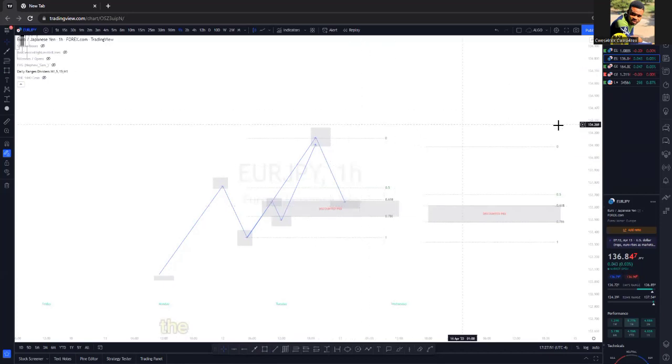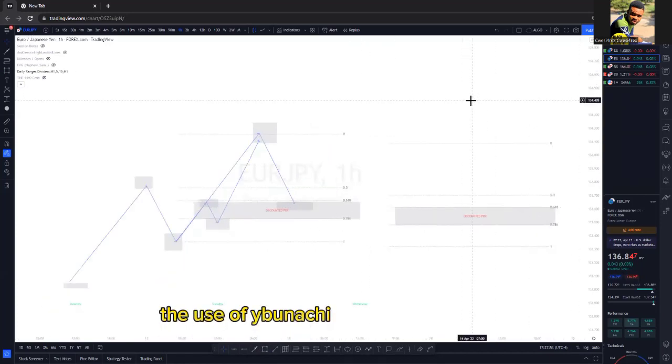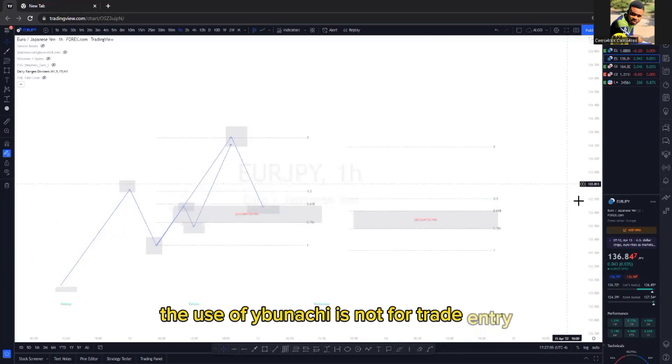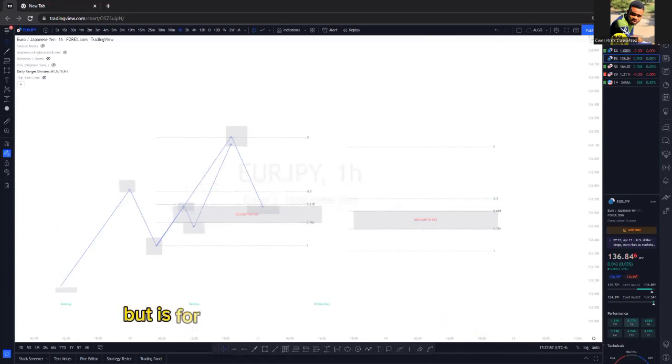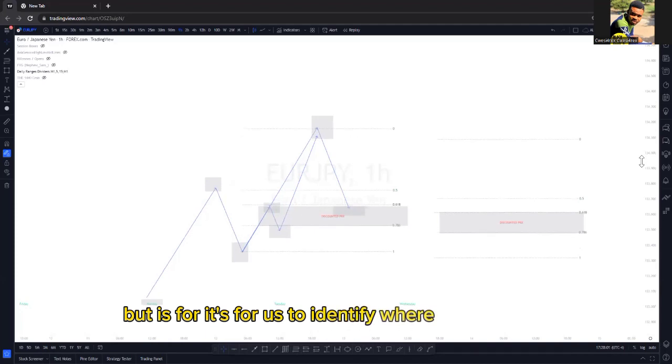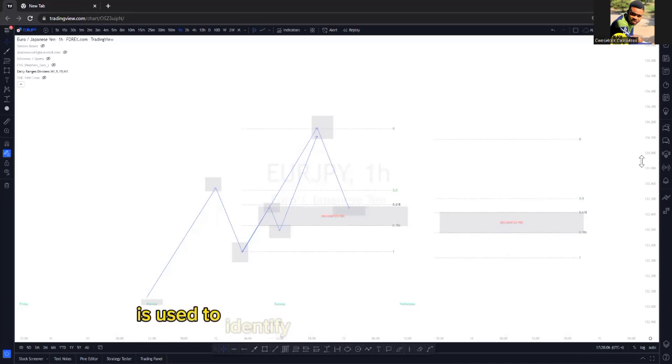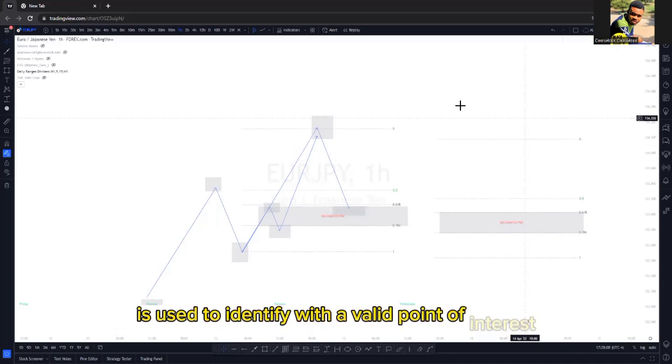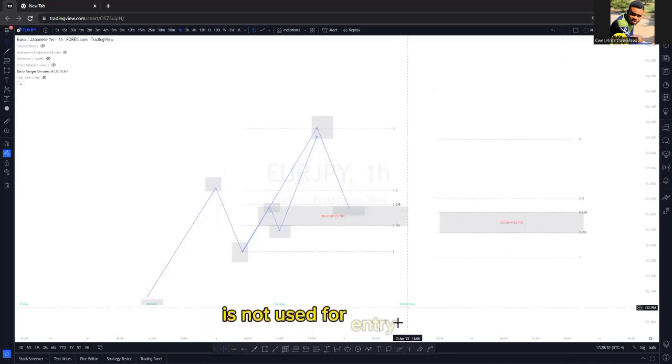So the use of Fibonacci is not for trade entry, but for us to identify where a valid POI is. It's used to identify where a valid point of interest is. It's not used for entry.